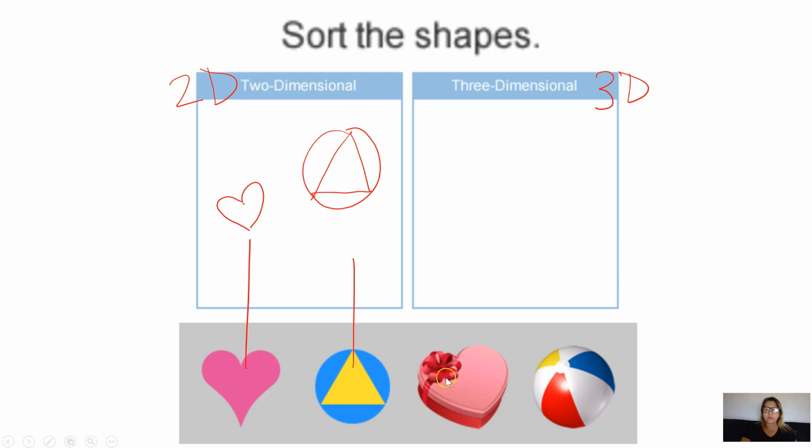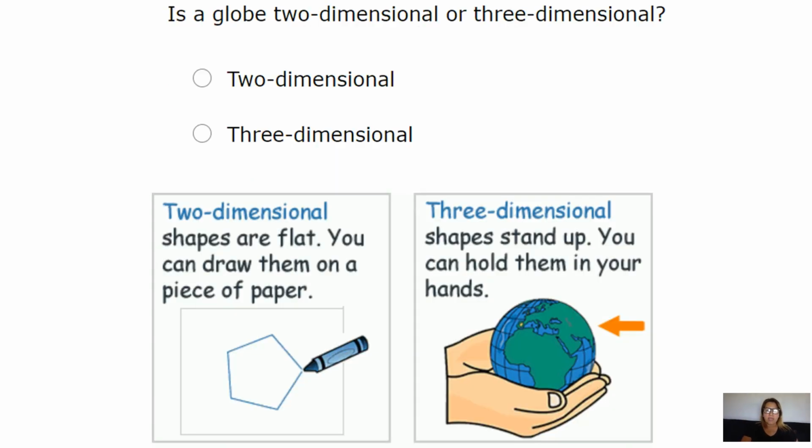Okay, and next we have a heart-shaped box here. So it's something that we can hold. Remember, one of the examples was a gift box. Well, this is the same thing. The only difference is the shape. Okay, so with something that we can hold, it is three-dimensional or 3D. Okay, remember the globe that someone was holding in their hand? So therefore the ball is the same shape. So therefore it is 3D or three-dimensional. Okay, let's move right along to our next page.